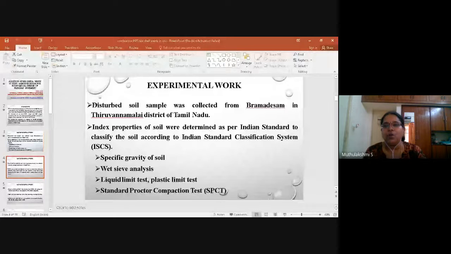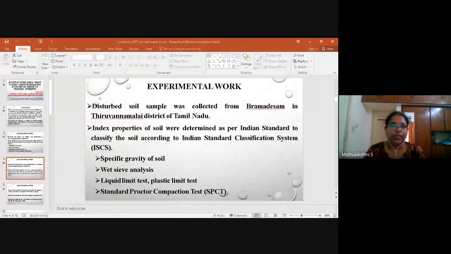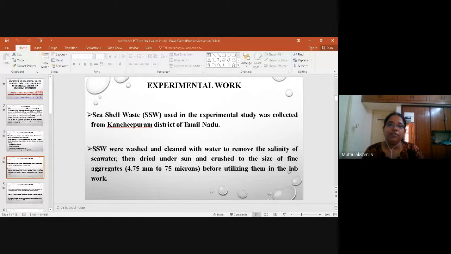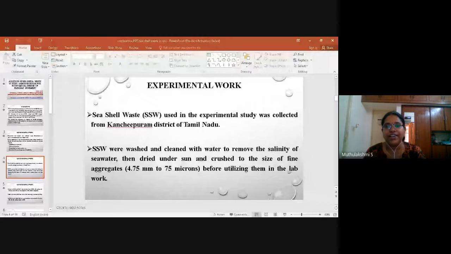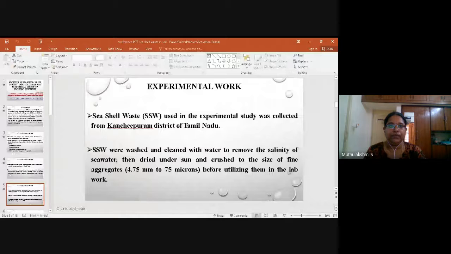In the experimental work, we collected a disturbed soil sample from the Brahmatism area in Tiruvannamalai district of Tamil Nadu, and basic index properties of the soil were determined, like specific gravity, wet sieve analysis, Atterberg's limits, liquid limit and plastic limit tests, and the standard Proctor compaction test. We classified the soil based on the Indian Standard classification system. The seashell waste was collected from Kanchipuram district of Tamil Nadu, washed and cleaned with water to remove the salinity of seawater, then dried under the sun.